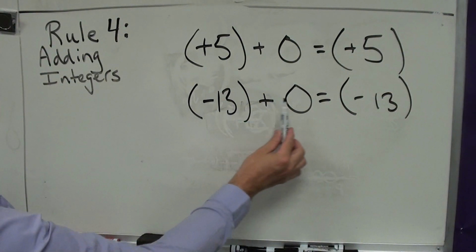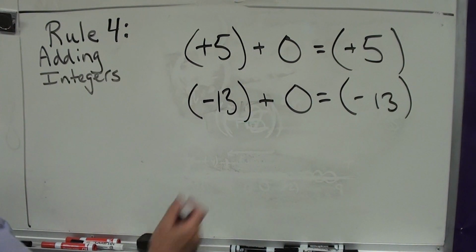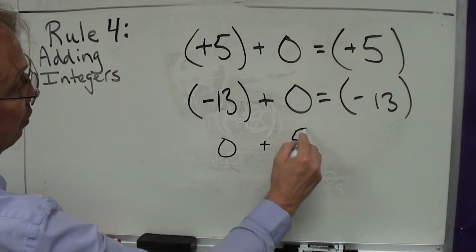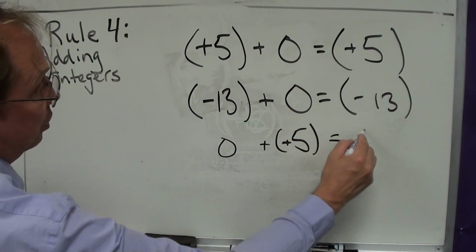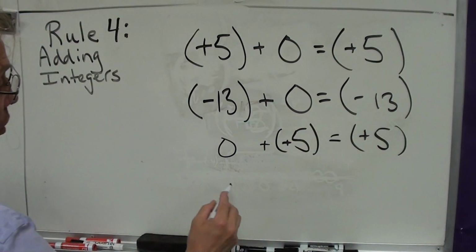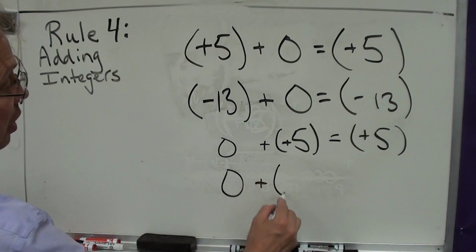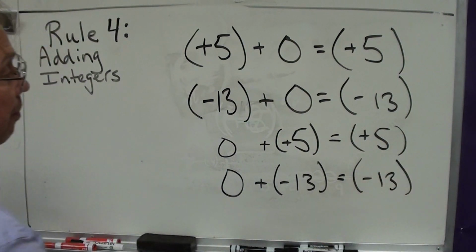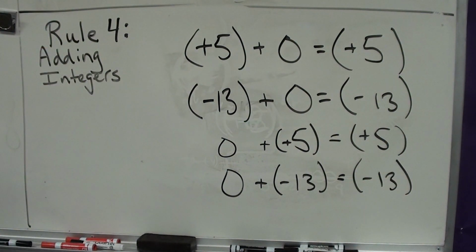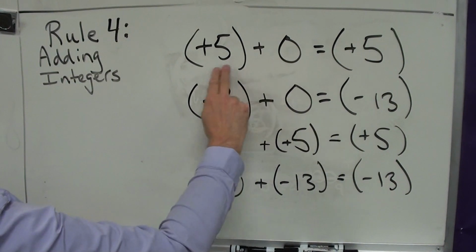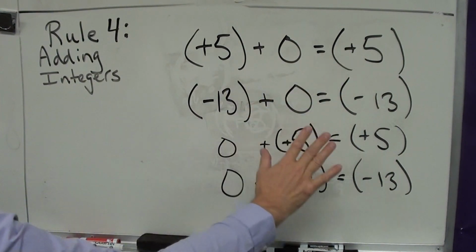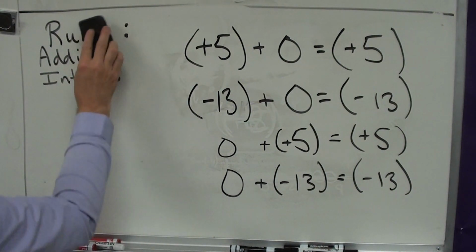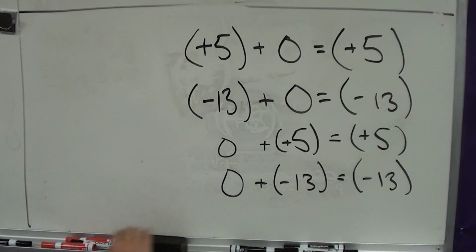Don't forget the commutative property tells us I could have also had 0 plus 5 equals 5, or 0 plus negative 13 equals negative 13. Again, that's the commutative property, but here I have the 0 property of addition being exemplified. And that we'll just call the 0 property of addition.